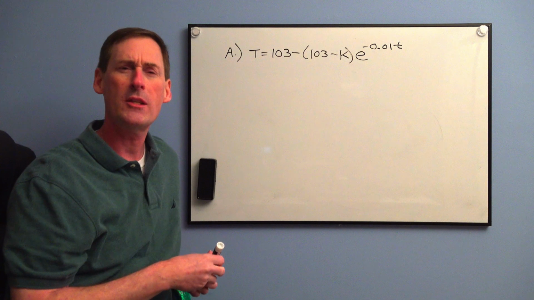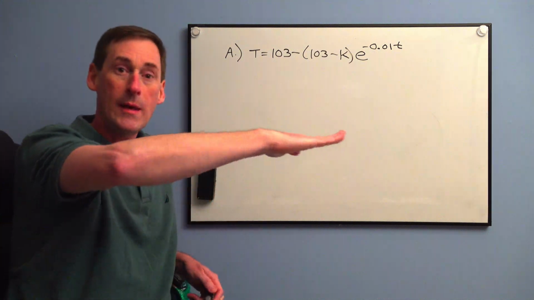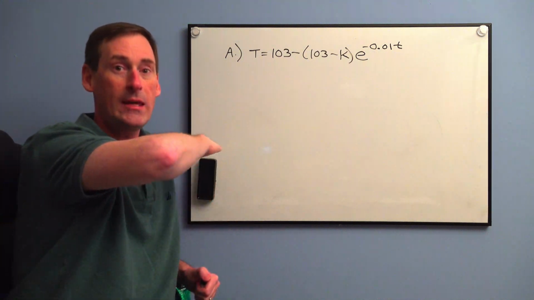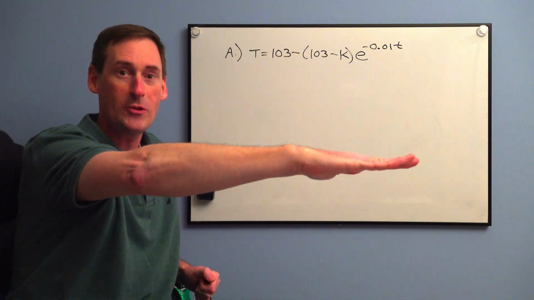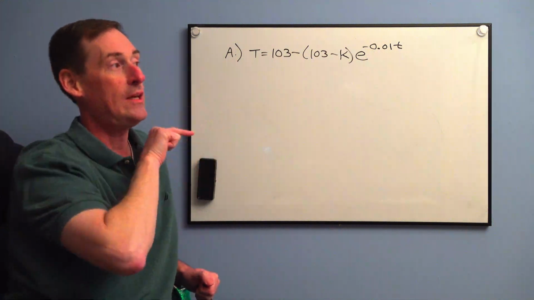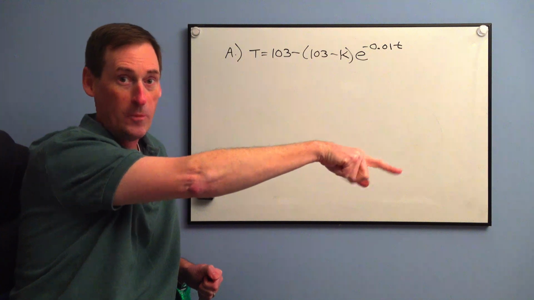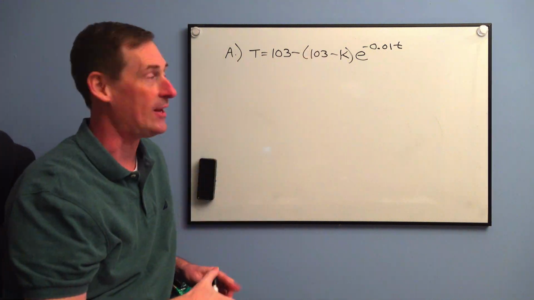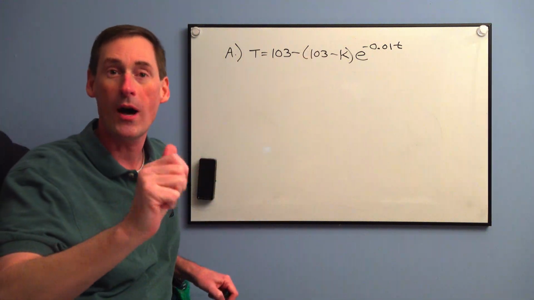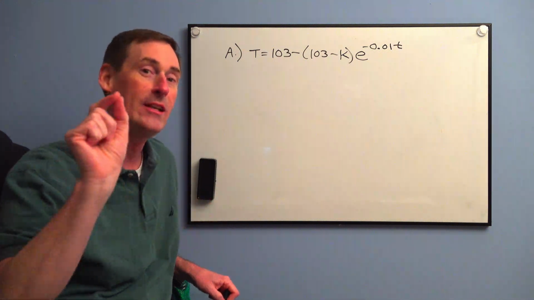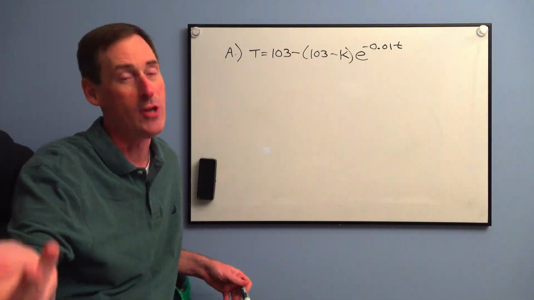Wait a minute. We talked about this the other day. A limit is kind of like a horizontal asymptote. You remember this? Only if you go to infinity, though, do you get a horizontal asymptote. So now, wait a minute. Why don't we turn on the hot tub for infinite minutes? Now, is that possible? No, of course not.